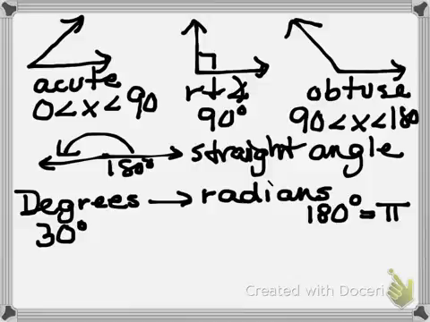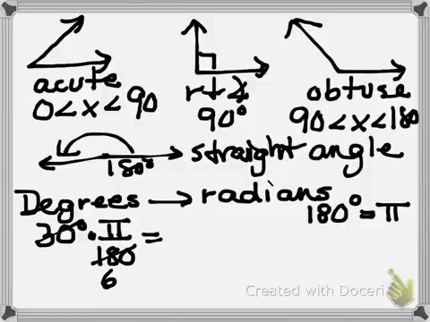So we have 180 degrees is the same as pi in radians. So I want to change from degrees to radian measure. So you take 30 degrees and you multiply by pi over 180. Pi is 180 degrees in radians. And then you just simplify 30 degrees into 180 degrees is 6. So we have pi over 6. So 30 degrees, pi over 6 in radians are the same.